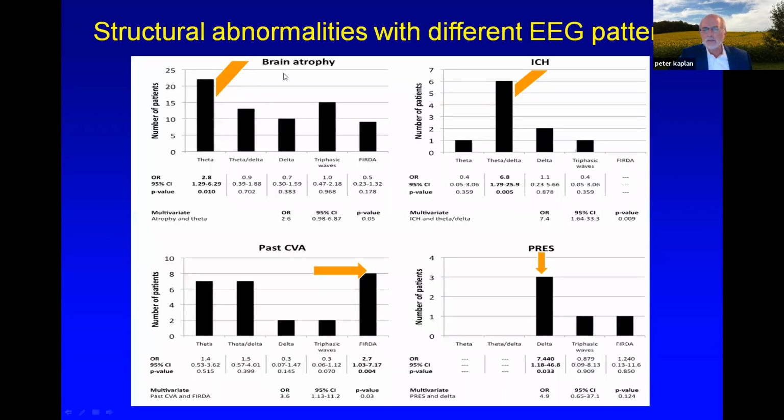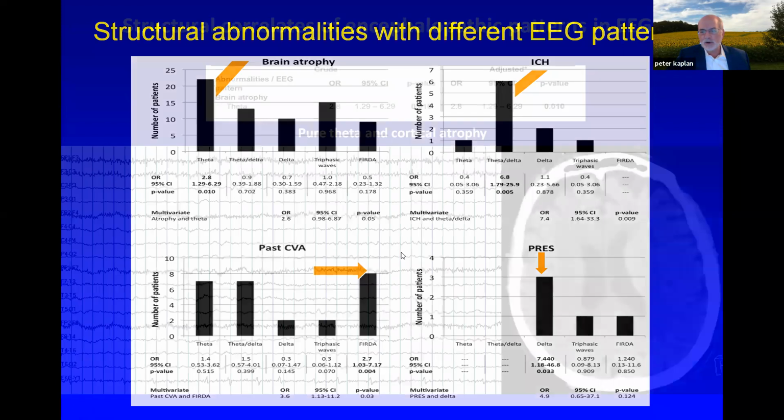And here's the bottom line: brain atrophy, cortical atrophy, went along with theta frequencies, whereas intracranial hemorrhage with coma produced more delta activity, as did PRES. And if you had a past stroke, this enlightened us that FIRDA, in fact, was not usually diffuse dysfunction from uremia, but more the fact that the patient was elderly and had a focal stroke. Let's show you some of these correlations.